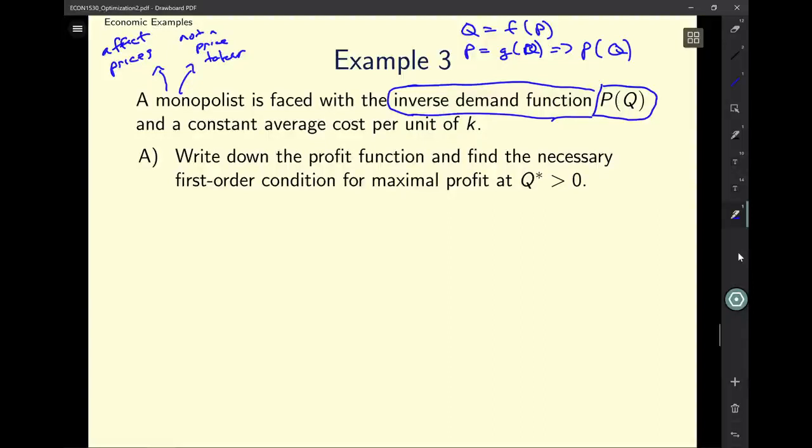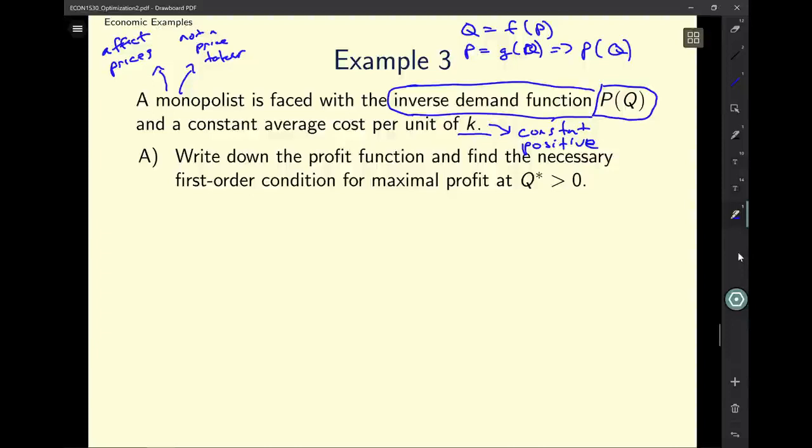Now this monopolist faces a constant average cost of K. So that's going to make our work easier. So they have an average cost per unit of K, some constant. So this is going to be a constant. And it's going to be positive. It's going to be greater than 0. Negative average cost is a bit of a nonsense example.